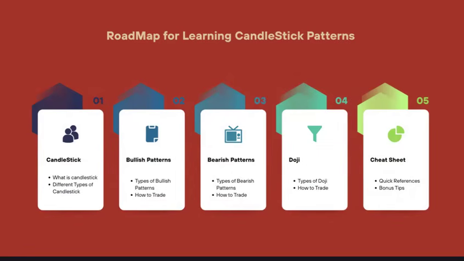Third one, bearish patterns. On the flip side, we'll cover patterns that warn of a potential downturn, critical for knowing when to exit or when to short. Doji, it signals indecision. We'll cover types of doji and how to trade them. Finally, cheat sheet. We'll wrap up with a quick reference cheat sheet and bonus tips.